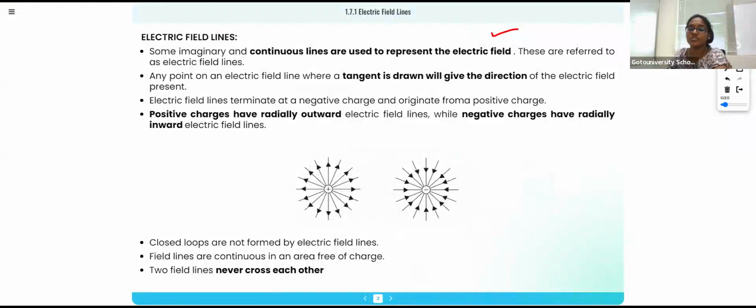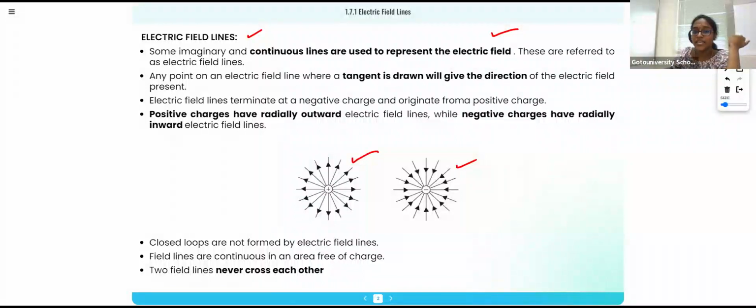If it is a positive charge, the electric field lines will be drawn outside. And if it is a negative charge, the lines will come towards it. These are all the basic things you have to know for the electric field lines. First, it is imaginary, and if the arrows are coming inside, it will be negative. If the arrows are going outwards, then we can say it is a positive one.